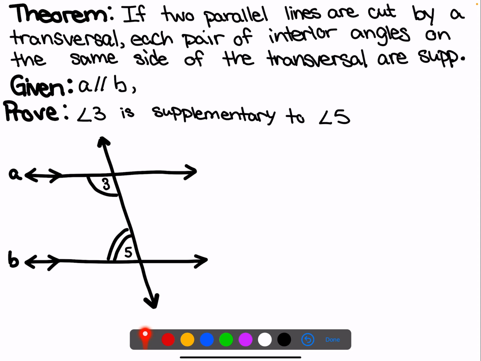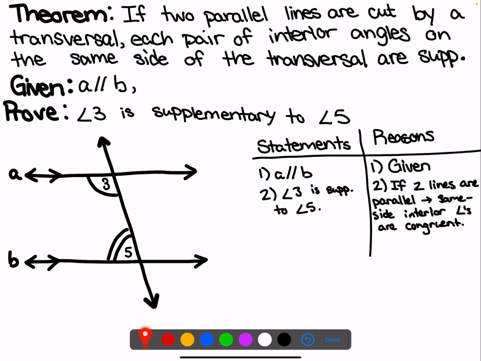The first theorem says if we have two parallel lines that are cut by a transversal, each pair of interior angles on the same side of the transversal are supplementary. All they're trying to say is that if we're given parallel lines, then same side interior angles are supplementary. They're just giving us a new shortcut for this. So again, we don't need to prove it, but this is the proof.